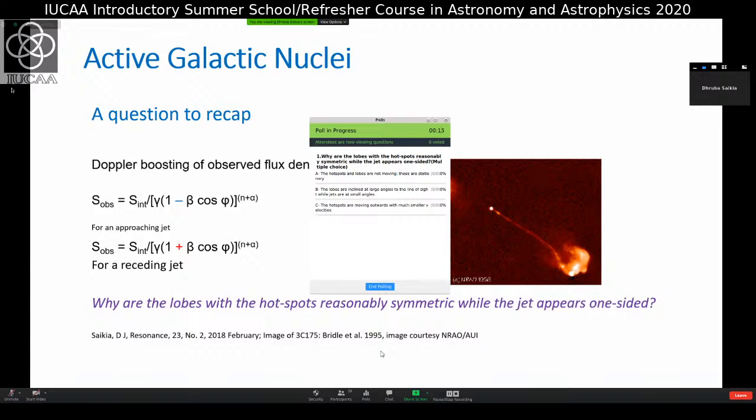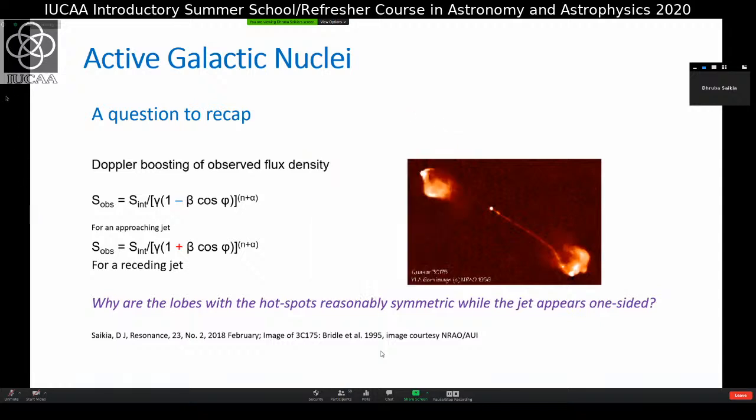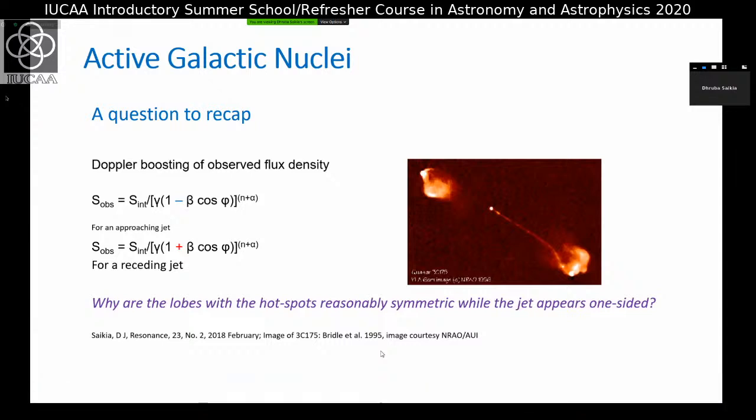In this particular case, it's a quasar. It has a very one-sided jet. The lobes are inclined at large angles to the line of sight, while jets are at small angles. So there's only one answer right now. I will wait for a minute, and I'll urge more of you to fill in the answers.